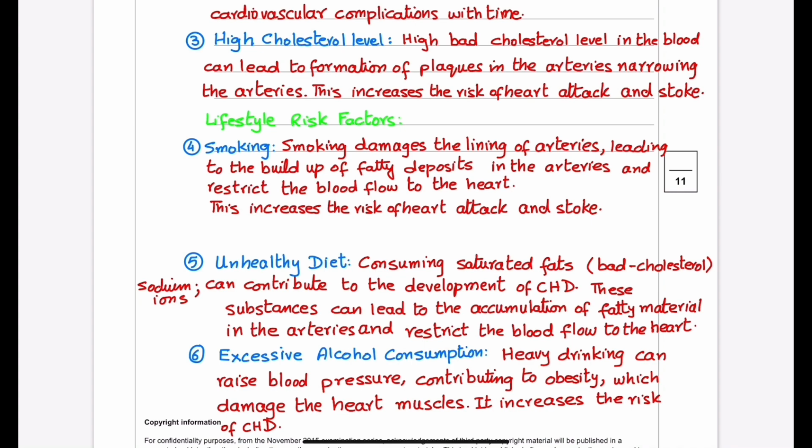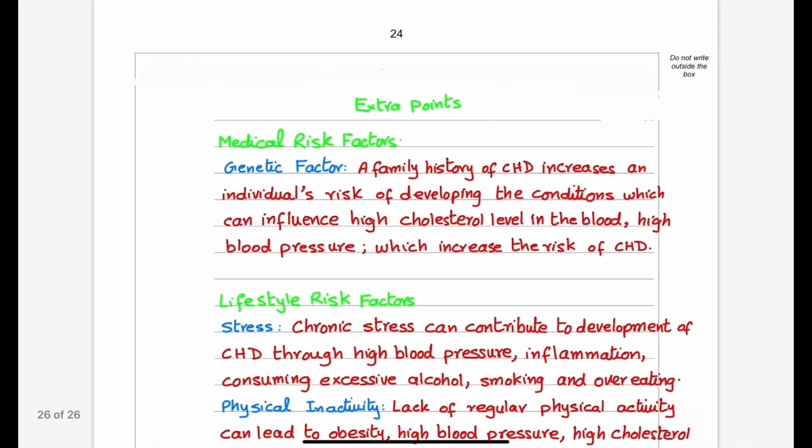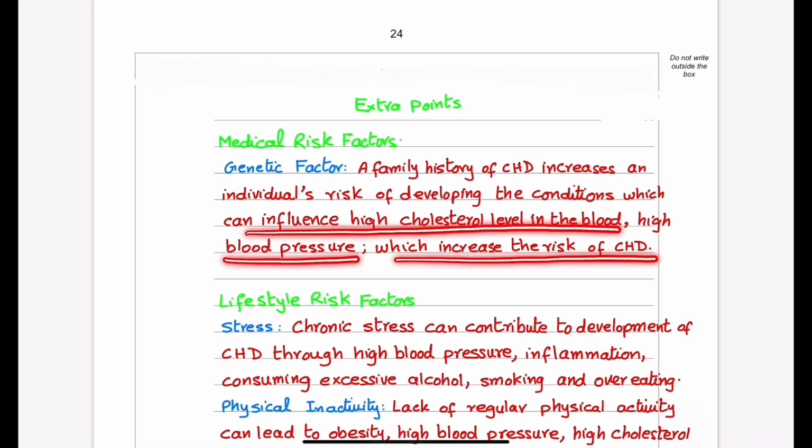I also use some other options here, which I already discussed. One of them is a medical one, the genetic factors. A family history of CHD increases an individual's risk of developing conditions which can influence the high cholesterol level in the blood and high blood pressure, which can increase the risk of CHD.